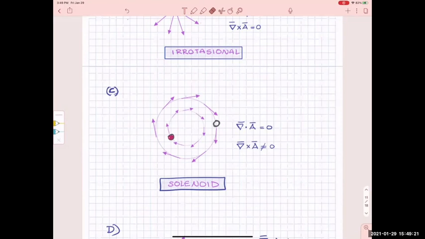Yes? What was the definition of solenoid? Solenoid is something that always stays in the same trajectory. It never gets out of it. And that is a solenoid, right? When the field disperses and rotates locally, but there are other things that are rotational, it's not a solenoid.